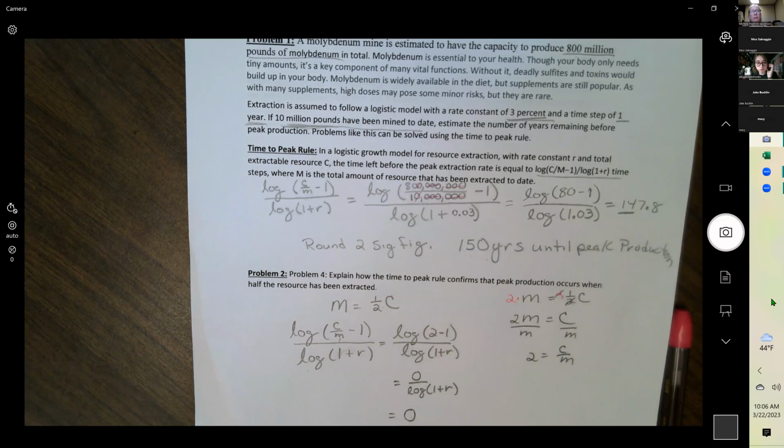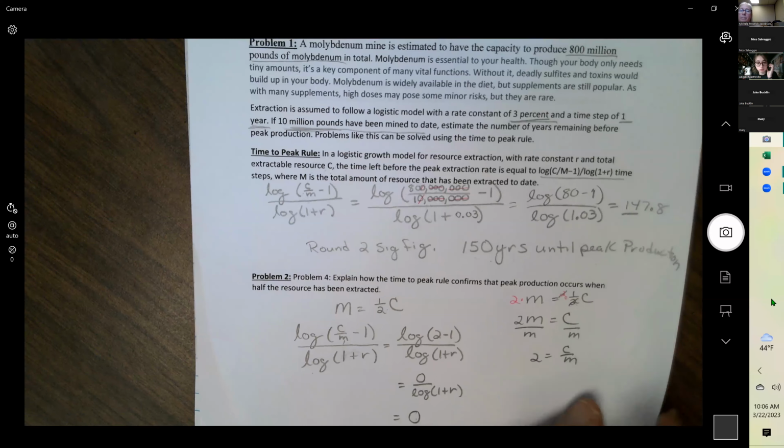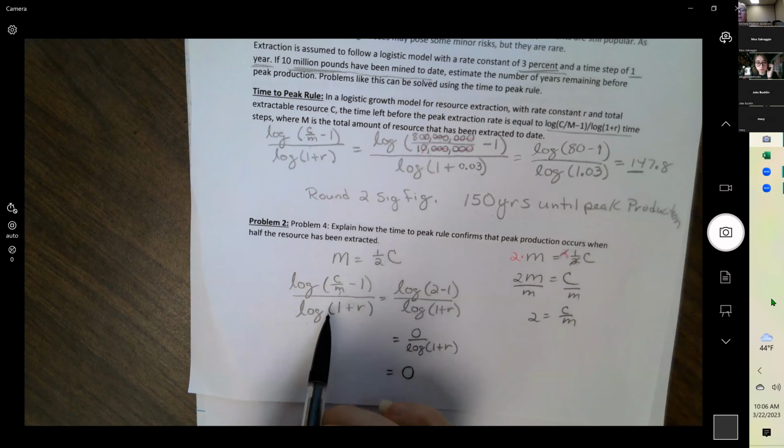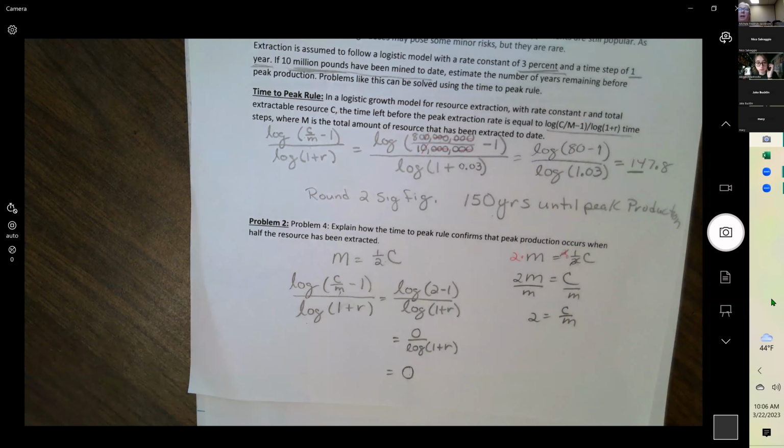Any questions on that? So when you plug into this formula, it tells you how long till you'll reach the peak. Not when it's all gone, it's just when you've mined the most at a time that you're going to mine.